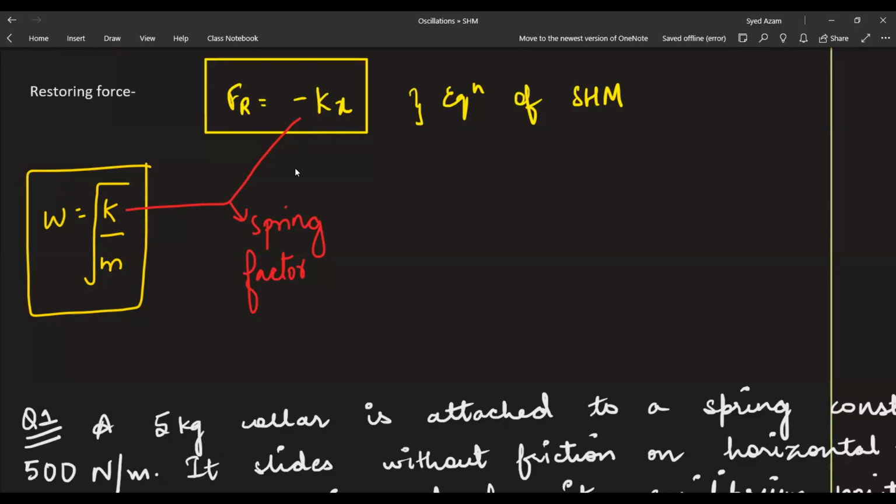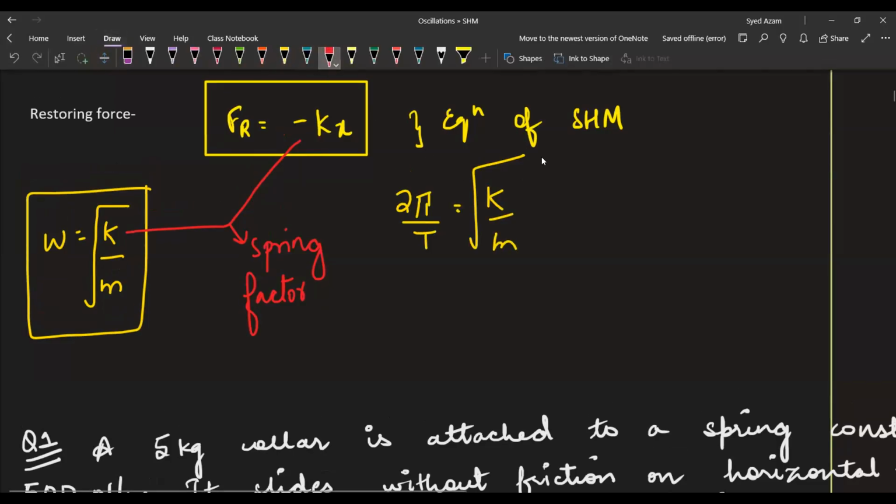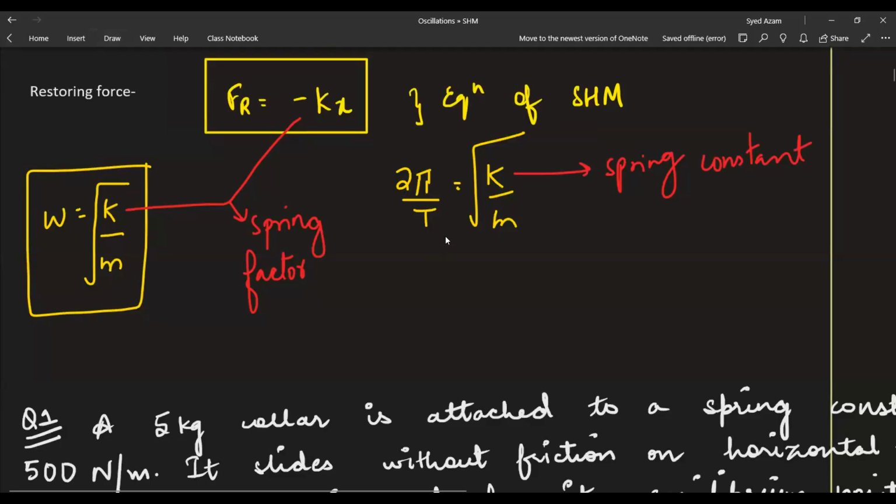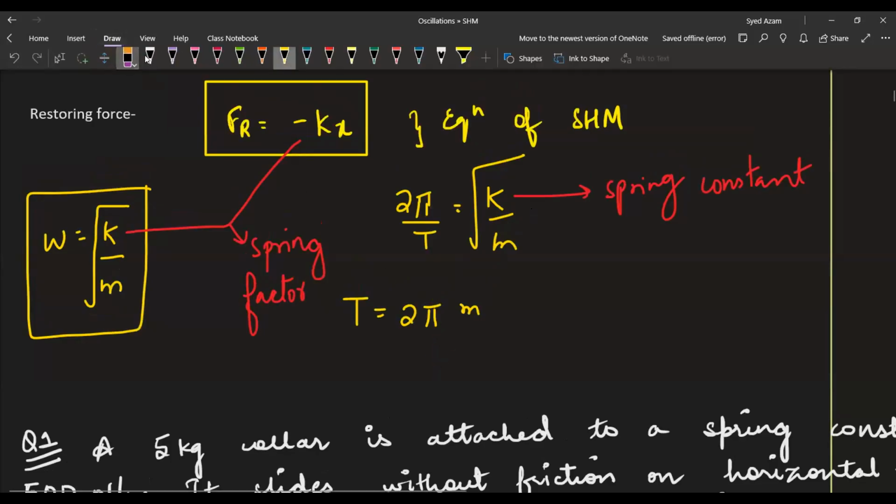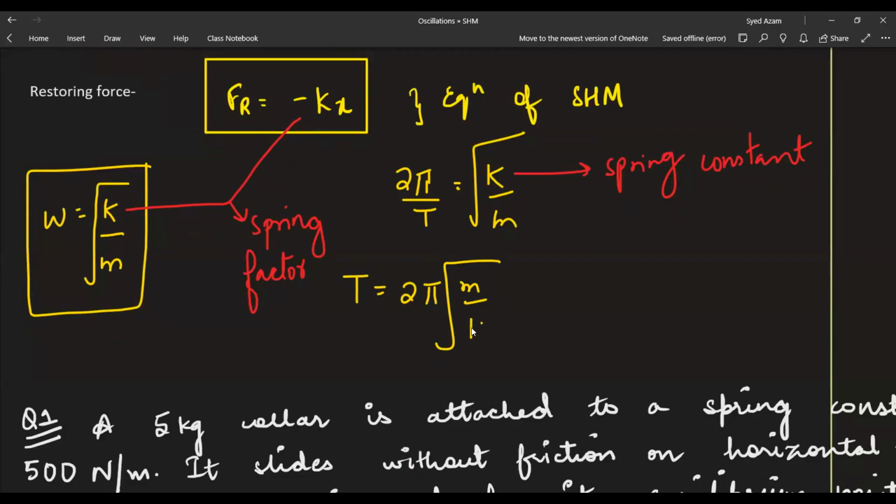Now, different values of spring factors are there for different systems. So here in this system, this is also a force factor, right? So 2 pi by T is equal to under root k by m. I was saying that when we're talking specifically about the spring mass system, it is called a spring constant. So there's a difference between the spring constant and a spring factor. Now 2 pi by T is equal to under root k by m. From here you have the formula of time period as 2 pi under root m by k. This is the formula for the time period.